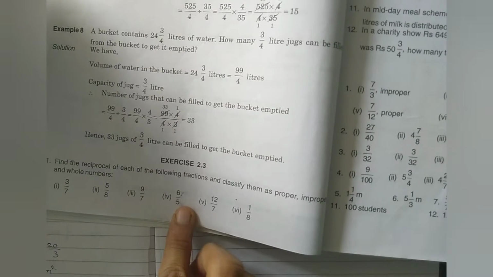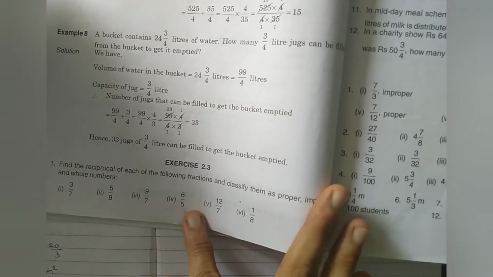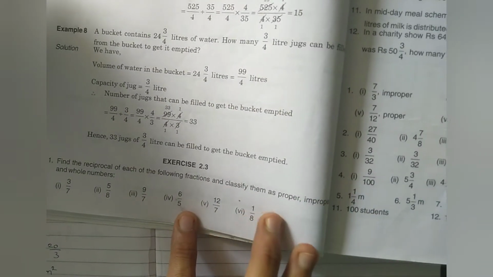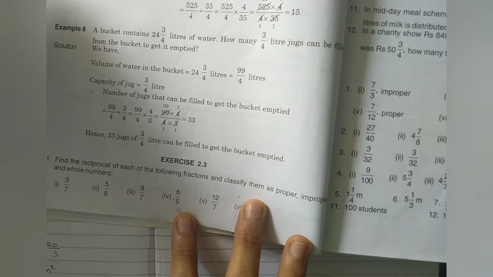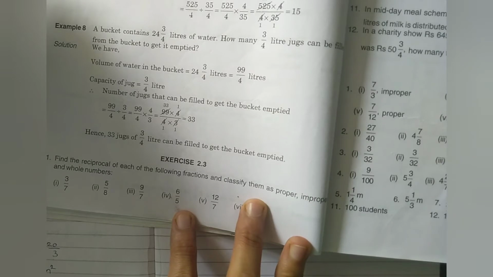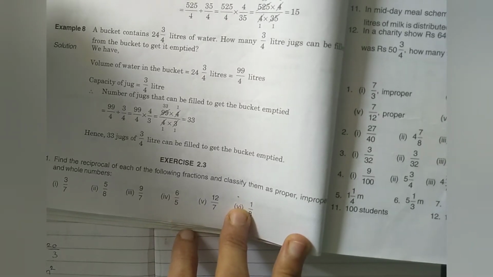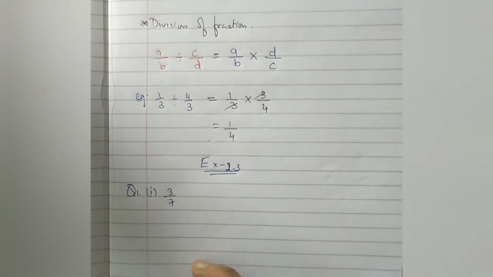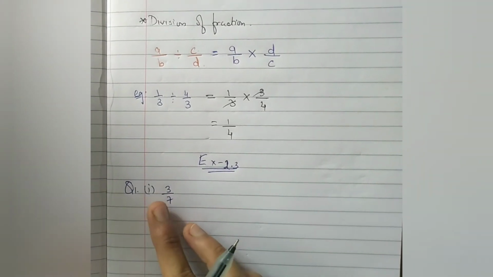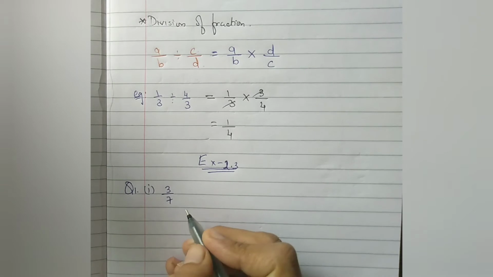on page number 2.24. In the first question, find the reciprocal of each of the following fractions and classify them as proper, improper and whole number. We have to just find whether it is improper, proper or whole number, and do the reciprocal. Exercise number 2.3, question number 1, first one, 3 upon 7.